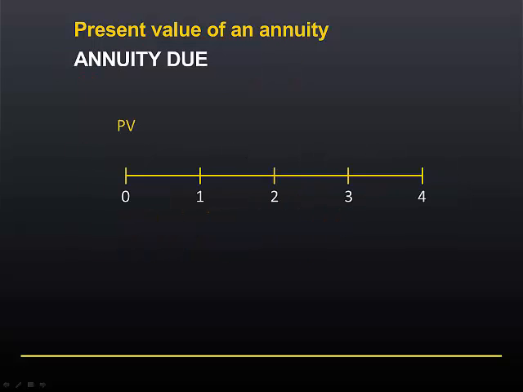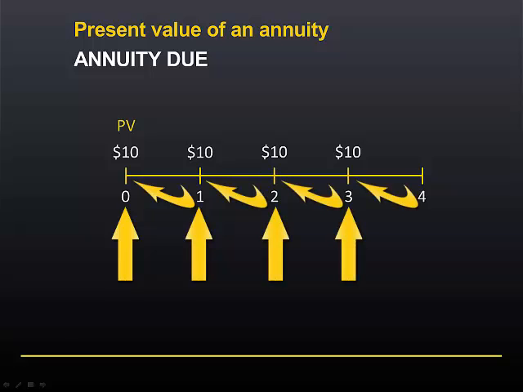In the last part of this module, we will now consider what happens if payments do not occur at the end of each period of the annuity. In this diagram, we again have a 4-period annuity consisting of 4 payments of $10, but now the payments occur at the beginning of each period. We call this kind of annuity an annuity due.